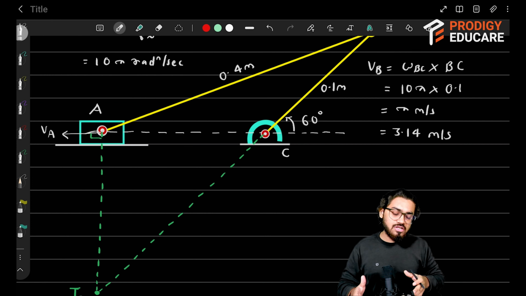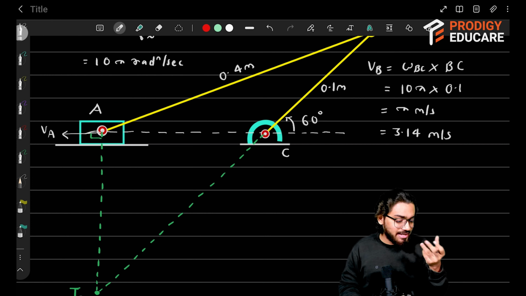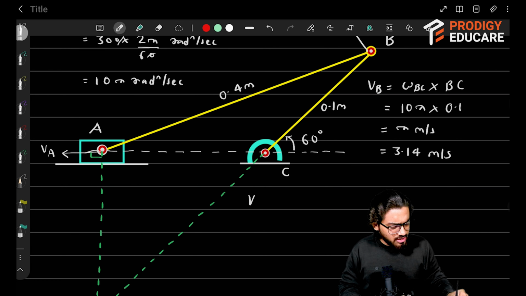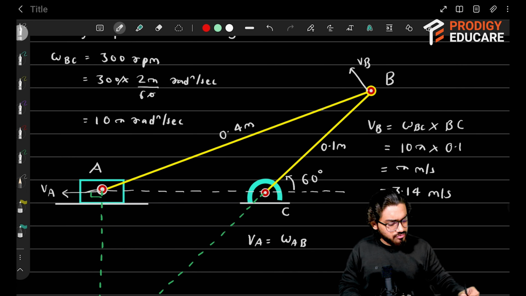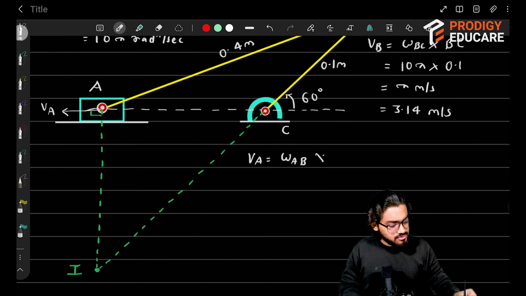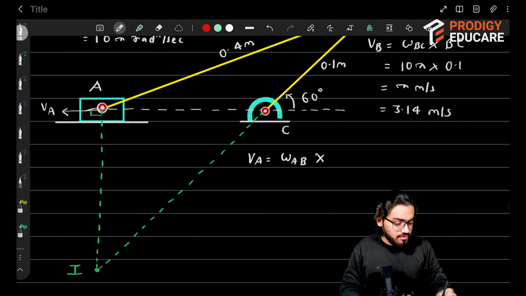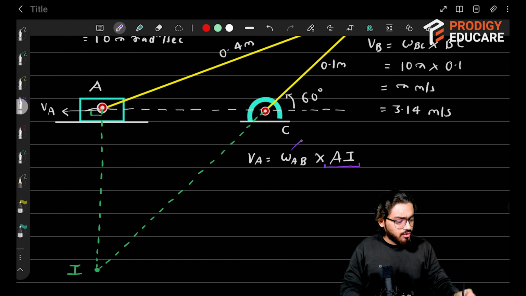But here the main question is we need to evaluate the magnitude of velocity of A. So we know that velocity of A is going to be omega of AB, the angular velocity of rod AB, into the distance of A from its particular ICR. Now the distance of this point A from this particular ICR is AI. So we need to keep in mind that first of all, we need to evaluate this value of AI. Also, we don't know this omega AB.